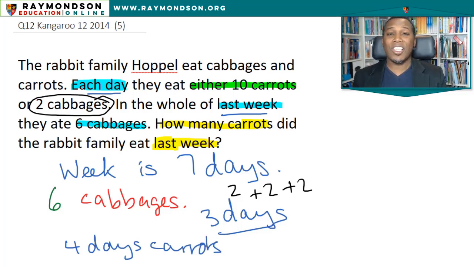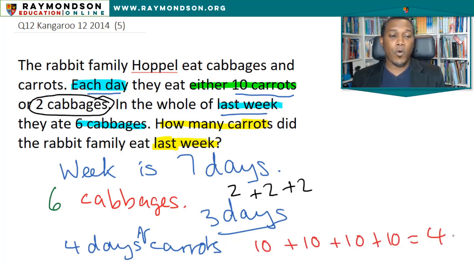How many carrots do you eat each day? If it's a day that the rabbit is eating carrots, how many carrots does the rabbit eat on that day? 10. If it's eating carrots on a day, it's 10 carrots. So 4 days of carrots is going to be 10 plus 10 plus 10 plus 10. That's going to be 40 carrots. The answer to the question, how many carrots did the family eat last week? 40 carrots.